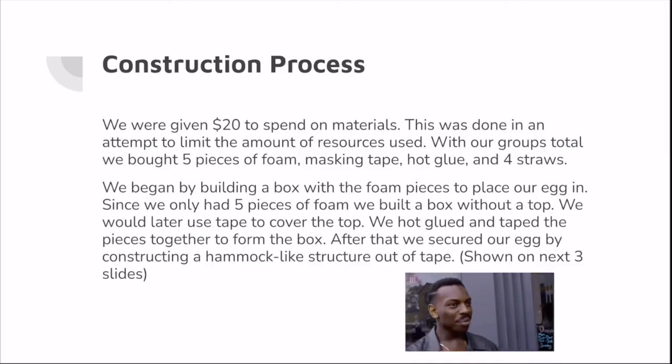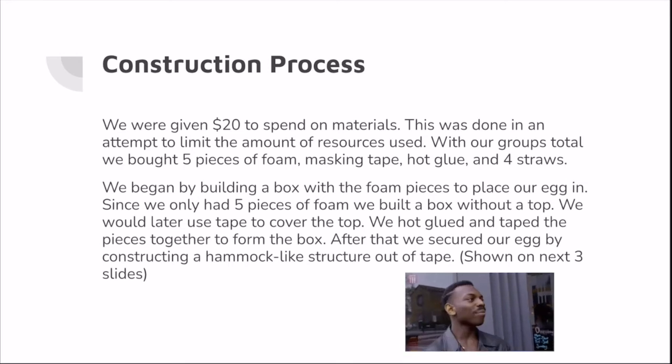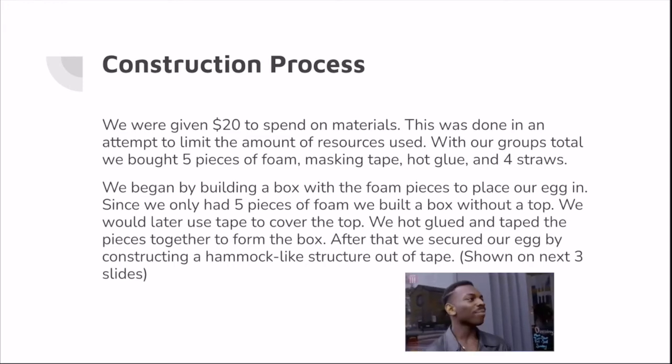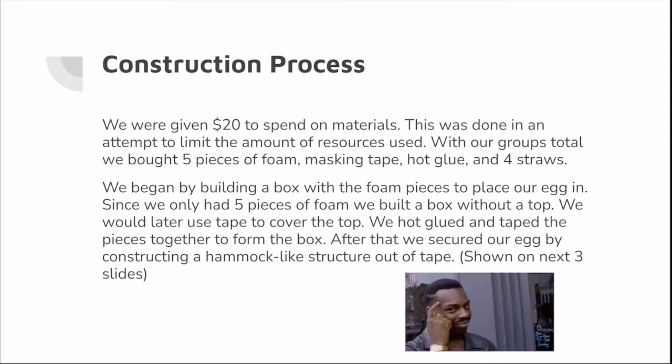The construction process. We were given $20 to spend on materials. Miss Smithy did this, I would assume, to limit the amount of resources used. With our group's total of $20, we bought 5 pieces of foam, masking tape, hot glue, and 4 straws. We began by building a box with the foam pieces to place our egg in. Since we only had 5 pieces of foam, we built a box without a top. We would later use tape to cover the top. We hot glued and taped the pieces together to form the box.